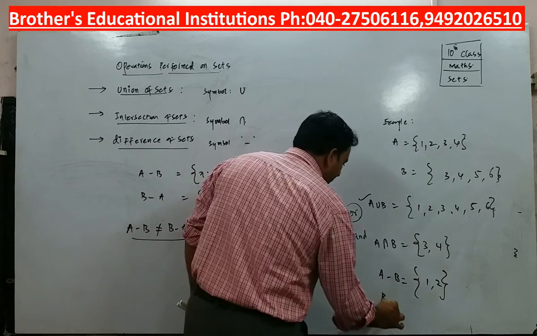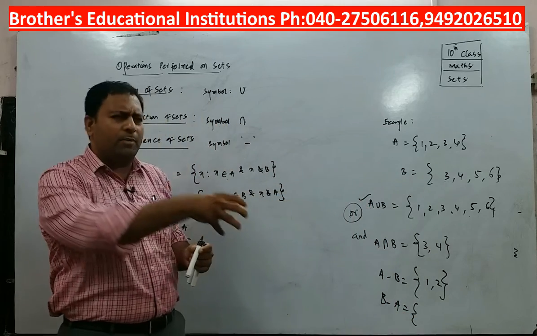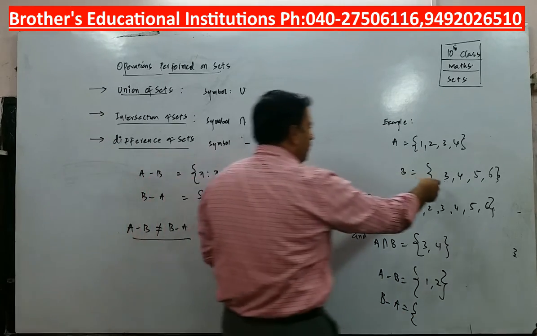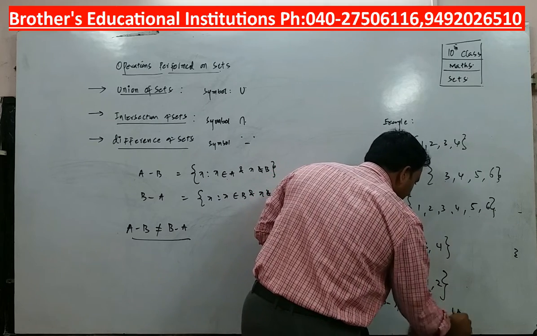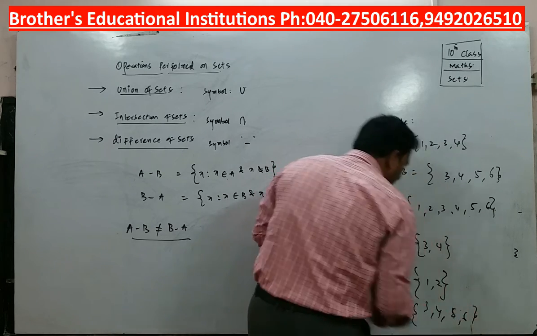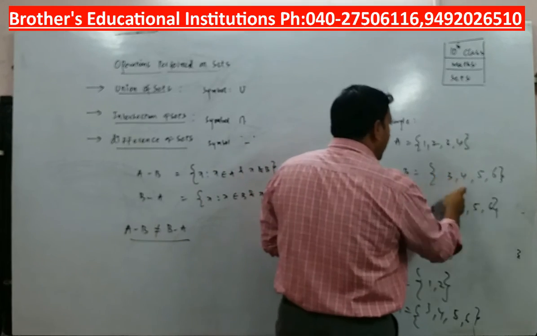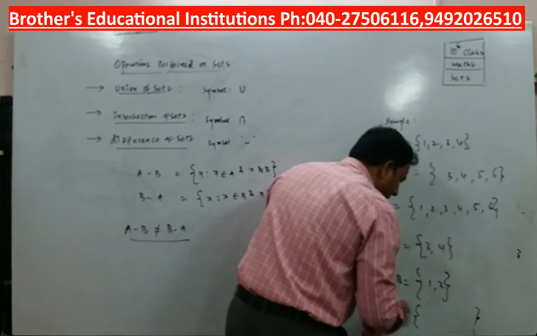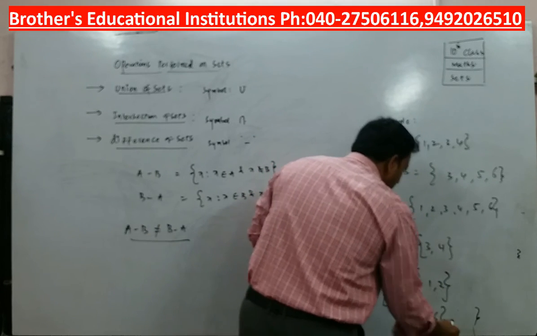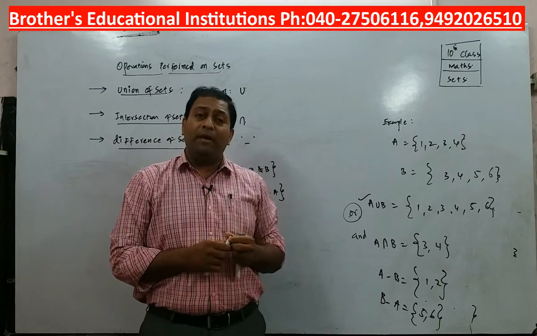And if I want to write B minus A means what? All those elements which are present in B but not in A. So what is this, 3, 4, 5, 6? Shall I write 3, 4, 5, 6? Yes sir, I will write 3, 4, 5, 6. But what does the definition say? All those elements which are present in B but not in A. 3, 4 is in B but 3, 4 is also in A. I must remove that. So what is the answer? Answer is simply 5, 6. So I am sure you have understood what is A minus B and B minus A.